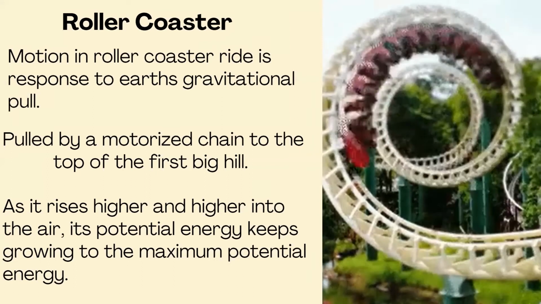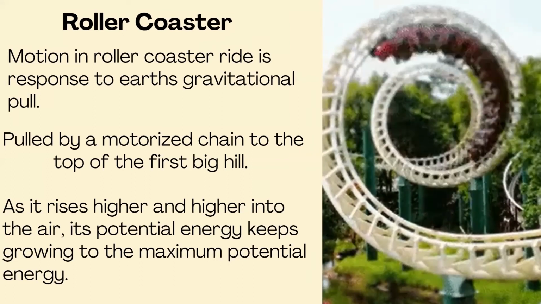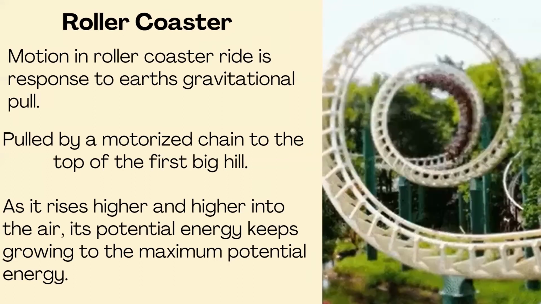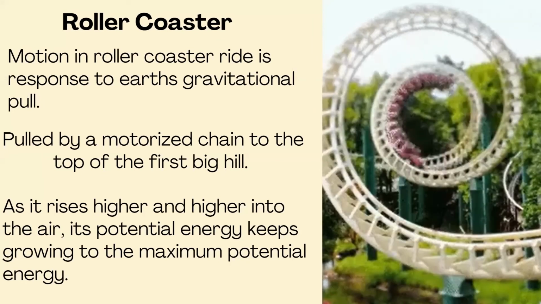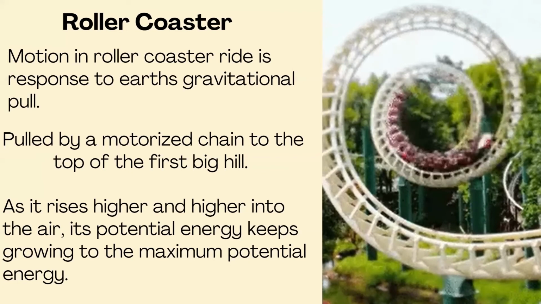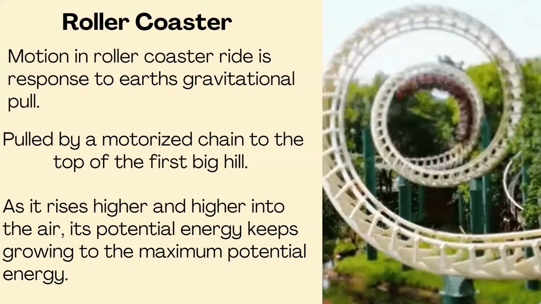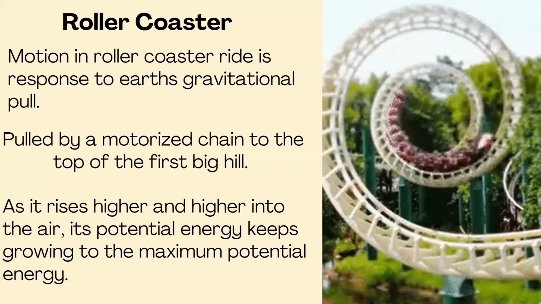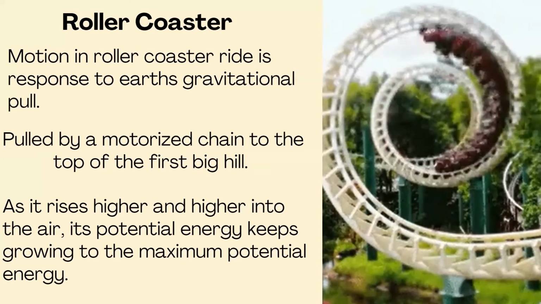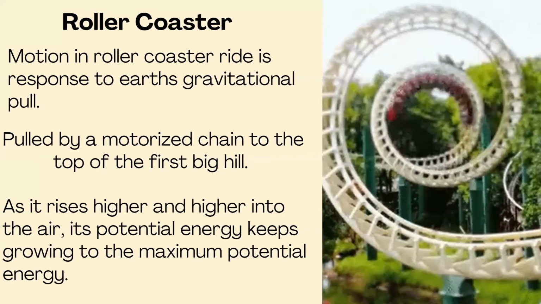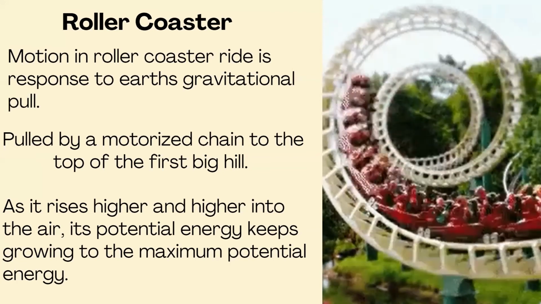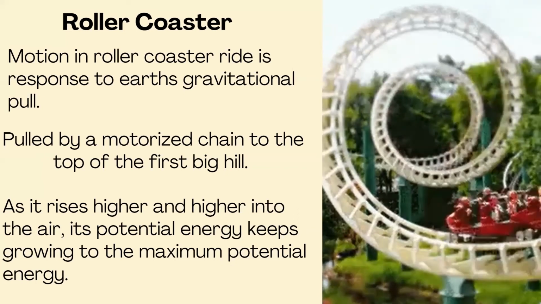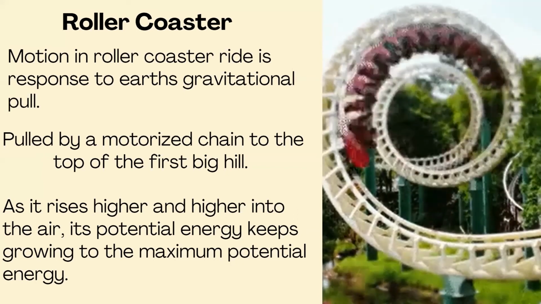Here we have to initiate the movement. So we'll have a motorized chain, and we'll pull it, and this will cover the first big hill. It will go through different rounds, and the first one will be the highest, so it moves to the top of the first big hill. Once it goes higher and higher, its potential energy will grow and reach a maximum. That is the first step in which it is working.